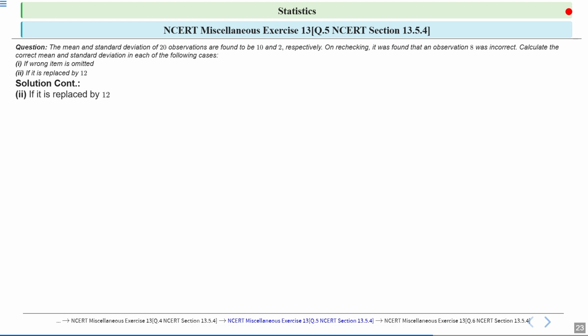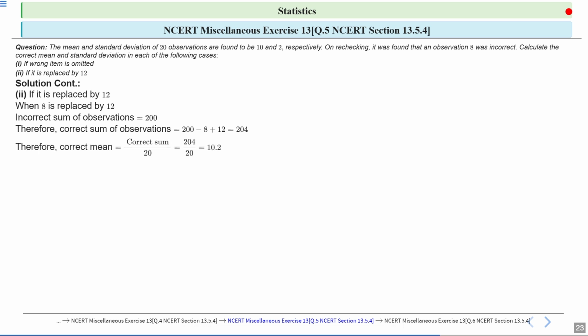If the wrong item is replaced by 12: when 8 is replaced by 12, the incorrect sum of observations is 200. Therefore, the correct sum of observations is 200 minus 8 plus 12, equal to 204. Therefore, the correct mean is the correct sum divided by 20, which is 204 divided by 20, equal to 10.2. Therefore, the correct mean is 10.2.